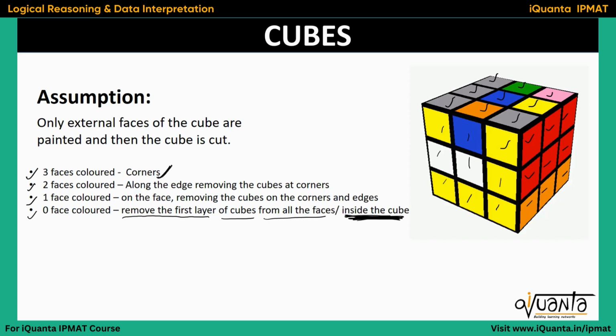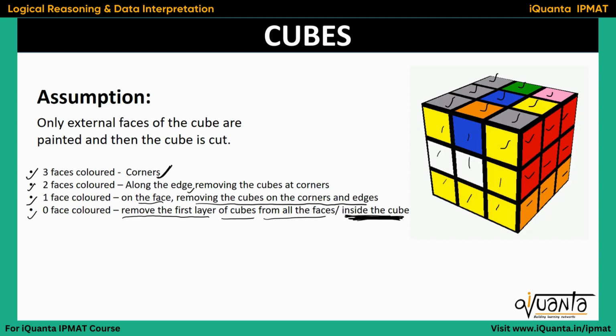So cubes with 3 faces colored are present at the corners. Cubes with 2 faces colored are present along the edge, removing the cubes at the corners. Cubes with 1 face colored are present on the face, removing the cubes on the corners and edges, and 0 face colored cubes are present inside the cube or after removing the first colored layer.